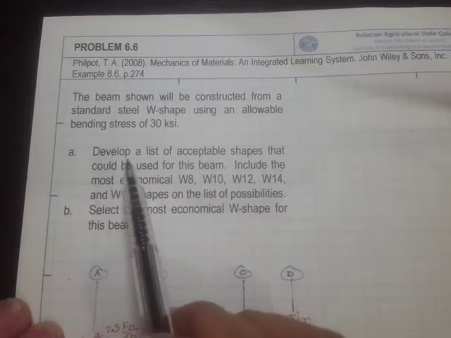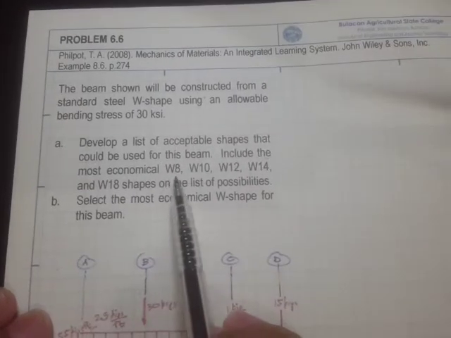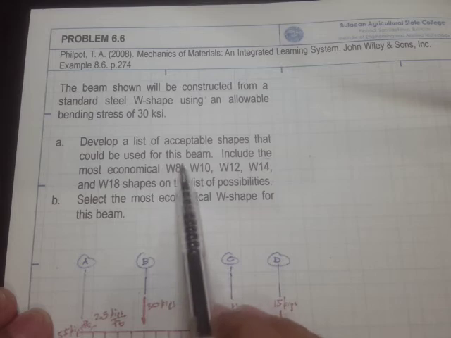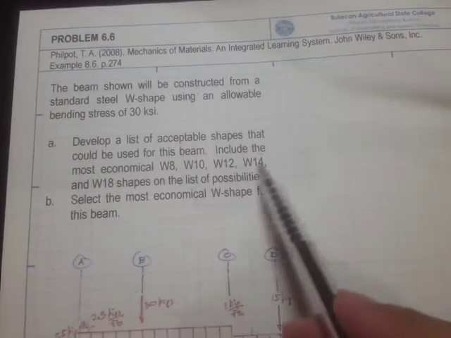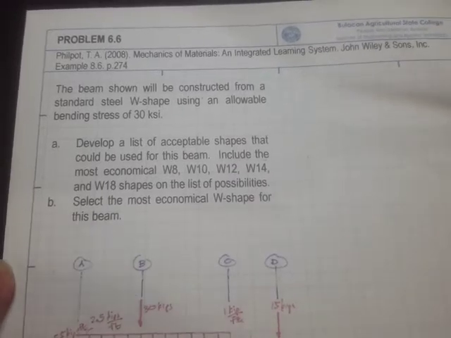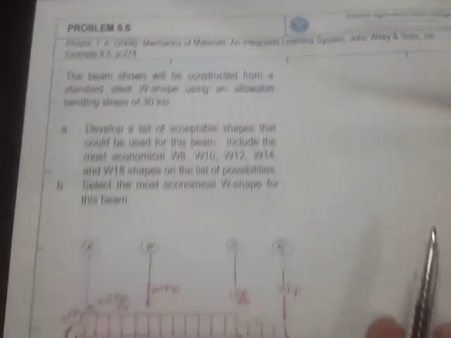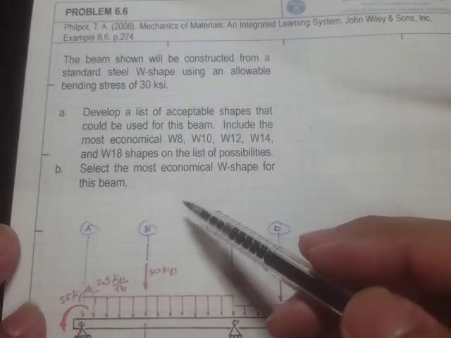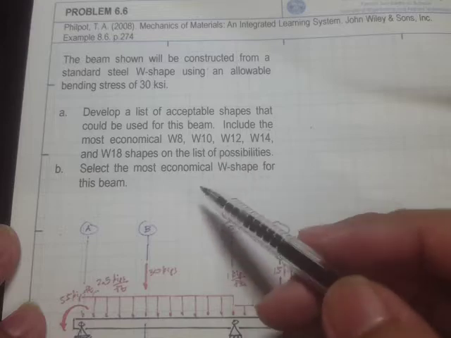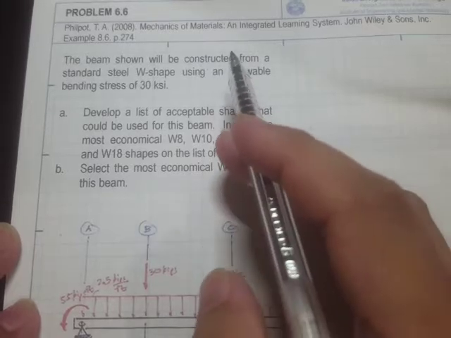We are asked to develop a list of acceptable shapes that could be used for this beam, including the most economical. So we are going to select from W8, W10, W12, W14, and W18. So we are going to make a list, and we are going to select the most economical W shape for this beam, because this I beam is actually a high beam, that's the typical term that we use for this type of shape.